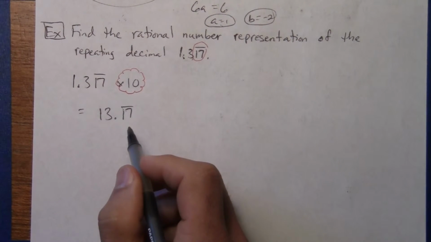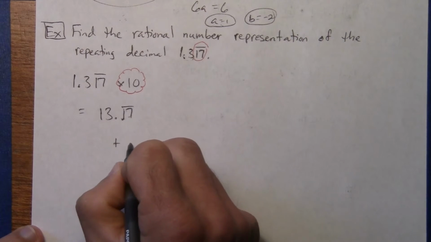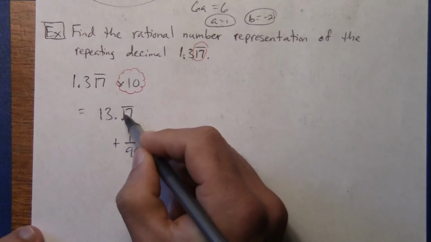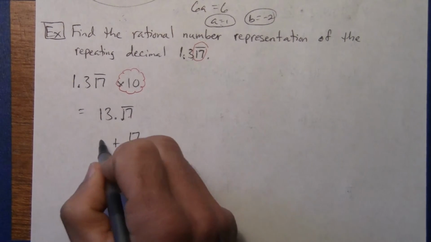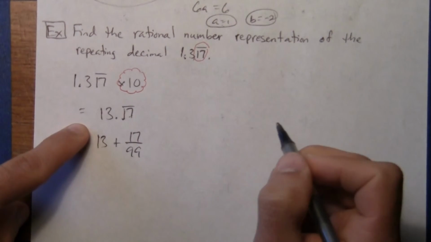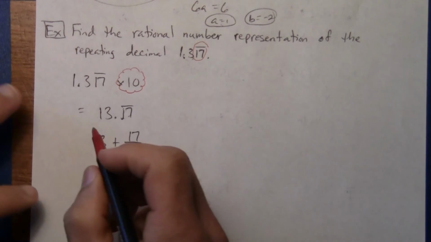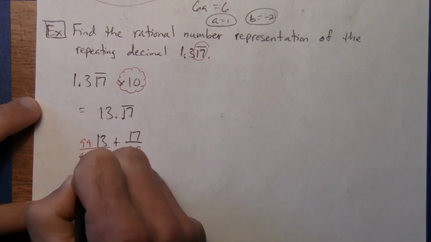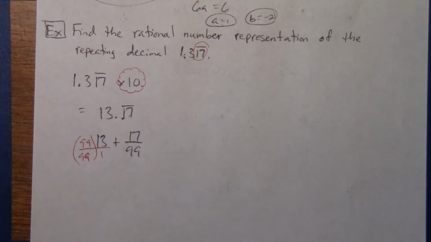So here's what I do. If I remember there's 2 decimal places repeating, that means that I divide by 2 nines. So 0.17 repeating is actually 17 over 99. Well, still have the 13 sitting in front, so this is really 13 plus 17 over 99. And since I'm going to have a final answer as a fraction, I would want to go ahead and multiply by 99 over 99 so I had a common denominator.